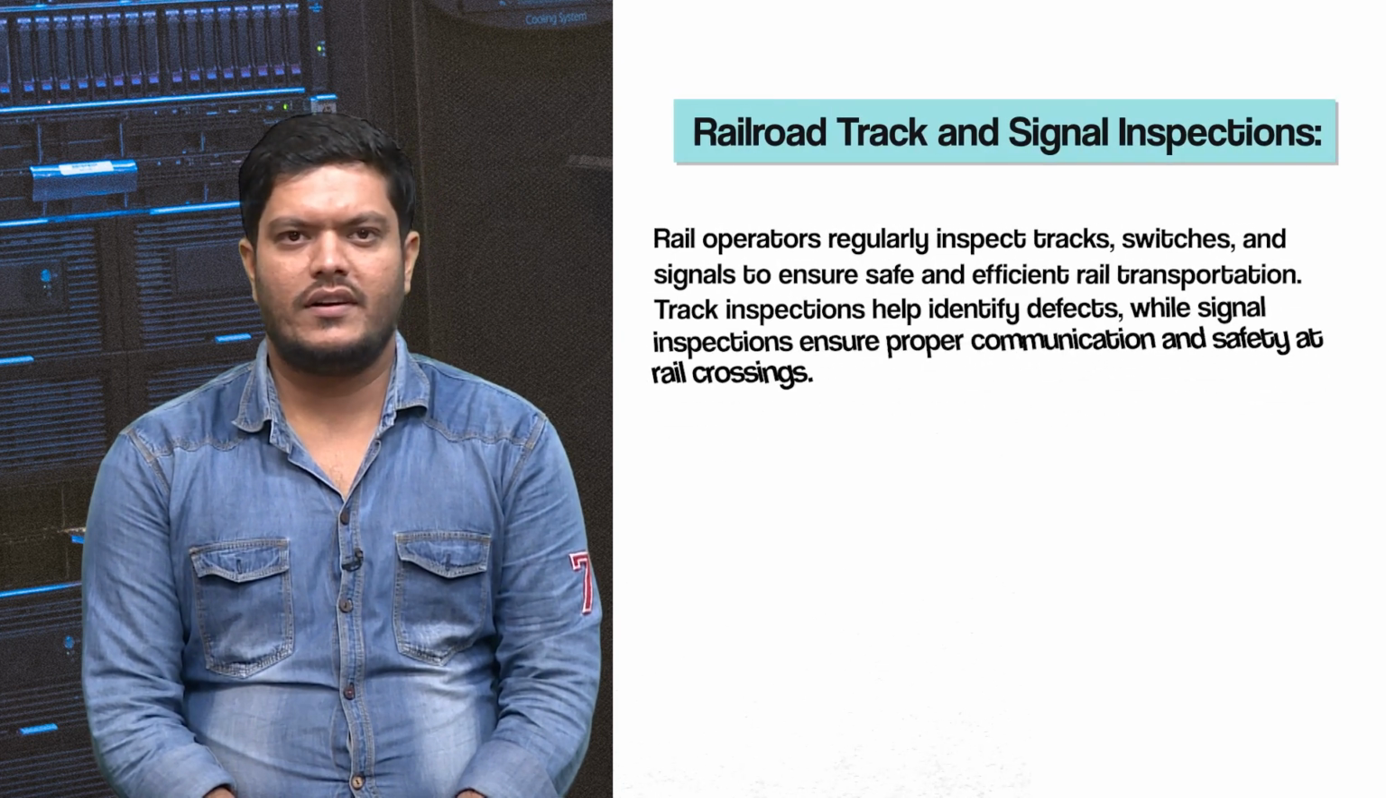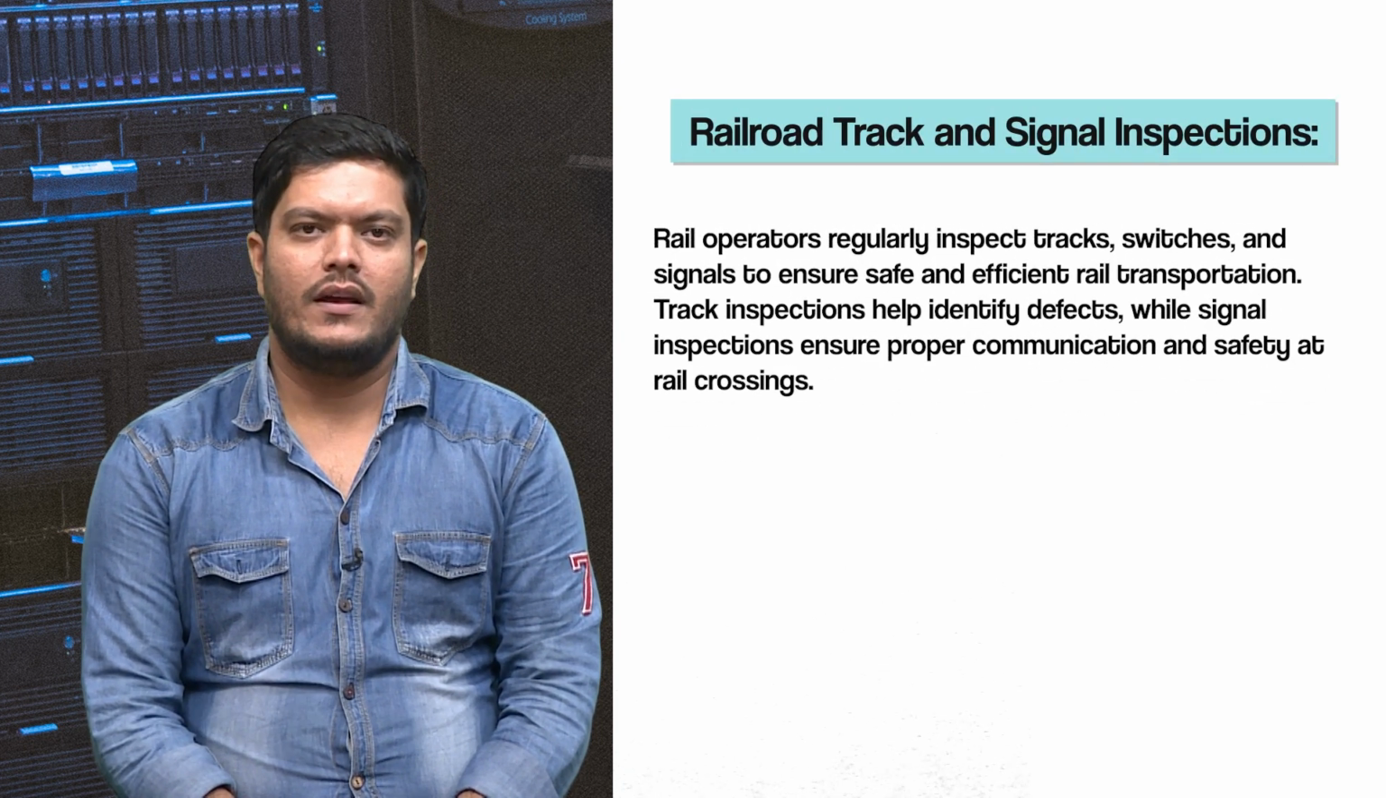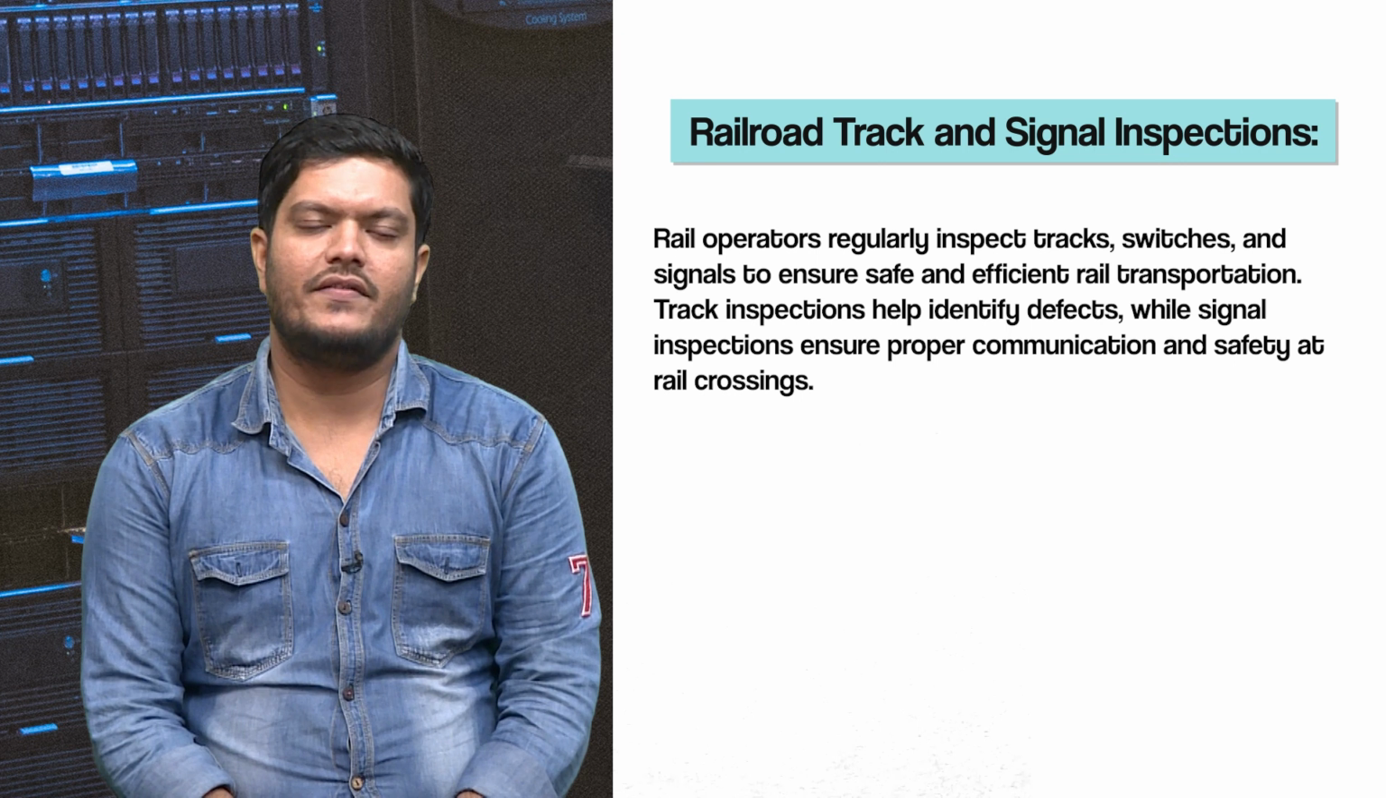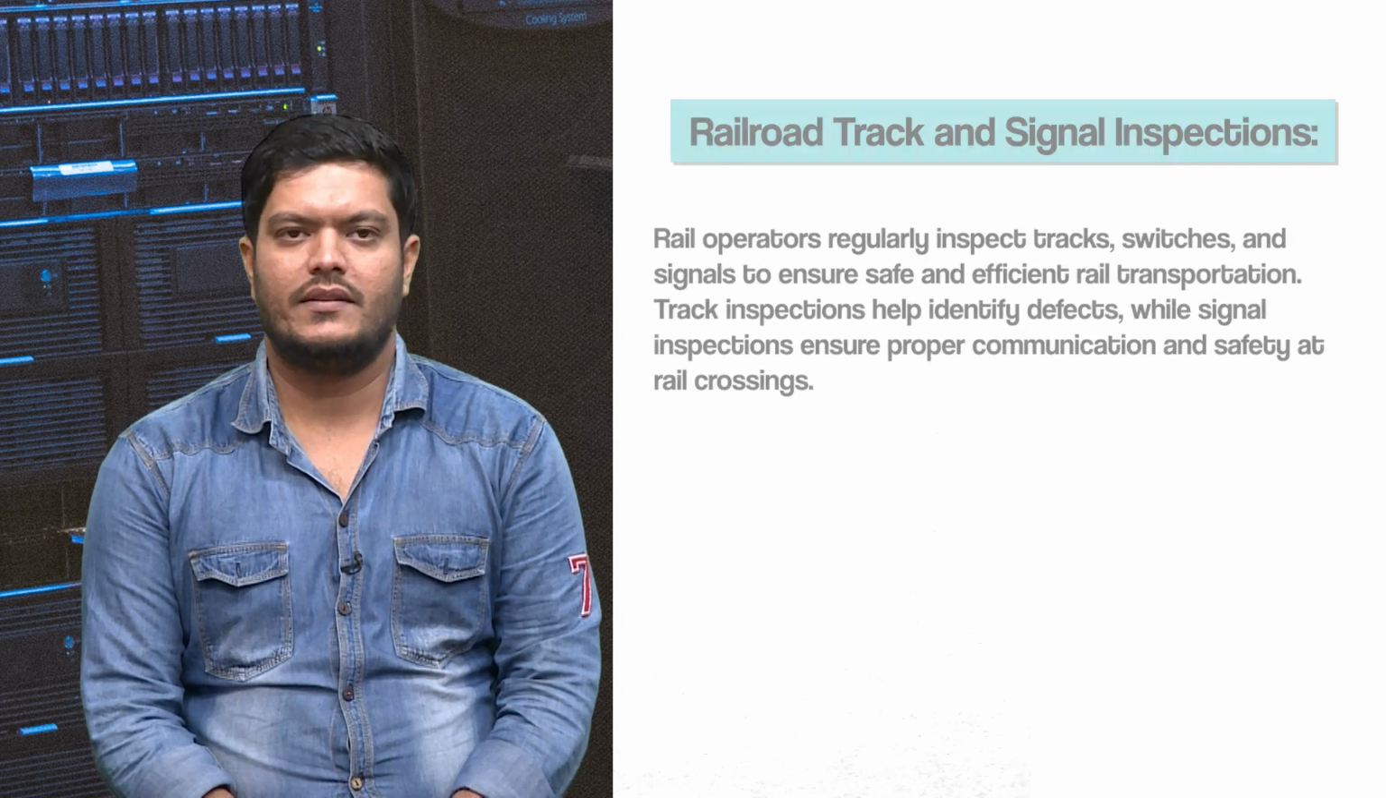Railroad track and signal inspections. Rail operators regularly inspect tracks, switches, and signals to ensure safe and efficient rail transportation. Track inspections help identify defects, while signal inspections ensure proper communication and safety at rail crossings.